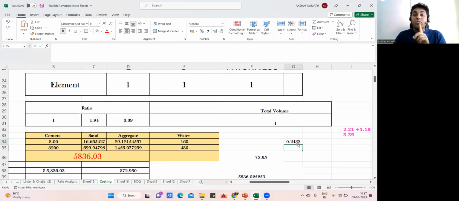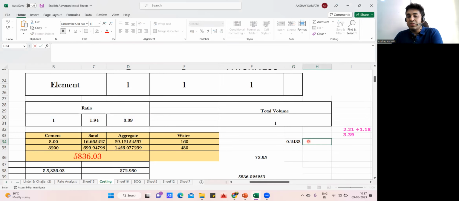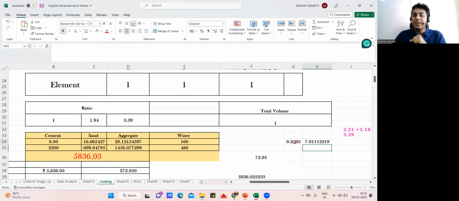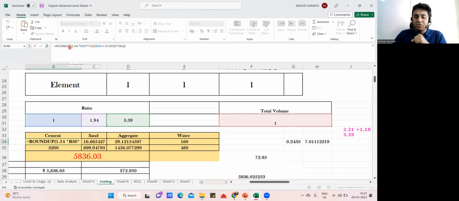So you'll get 0.24 cubic meter of the cement is required. But I want cement in terms of bag. So a 50 kg bag, if I ask you the volume, it will be 0.0347. So what I'll do, I'll take this volume. This volume you divide by 0.0347, you'll get cement in bags. So I require 7 cement bags. Here I have done a round off. If you want, I'll take out the round off from here.